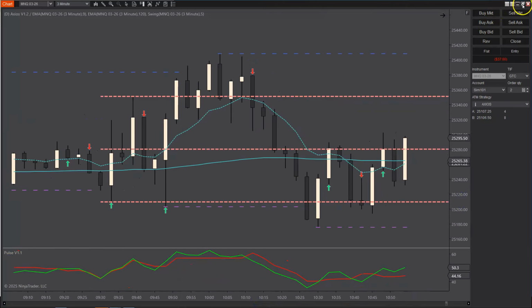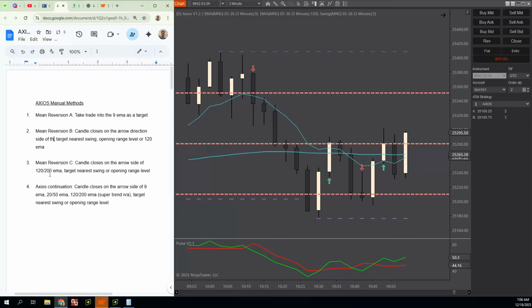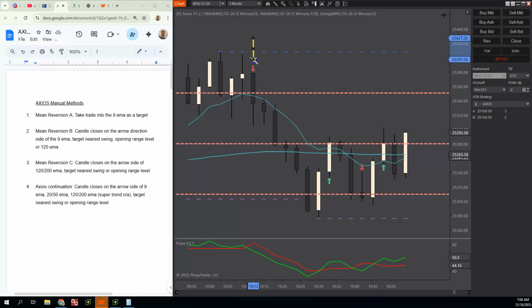Okay, mean reversion B. Candle closes on the arrow direction side. So when I say candle closes on the arrow direction side, I should write arrow direction side of the 9 EMA. Doing it live, folks. Doing it all in real time. So this candle is our signal candle, obviously. And this candle closes on the arrow direction side. Maybe that's not the best way to explain it, but that's all I can think of right now.